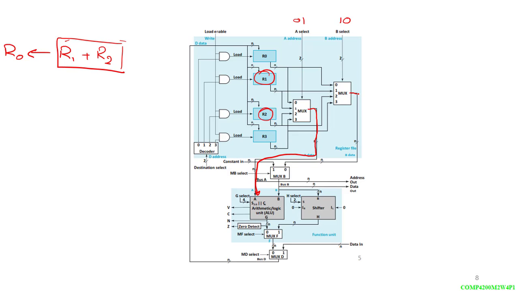Now when it comes to R2, we need to go to mux B, so we put mux B to 0 in order to let the signal pass here. We put 0, 0, 1, 0 on the G select in order to select the addition. Then we put 0 here in order to take the value from the ALU, 0 to take the value from the function unit, and 0, 0 to select R0. Load enable should be 1.